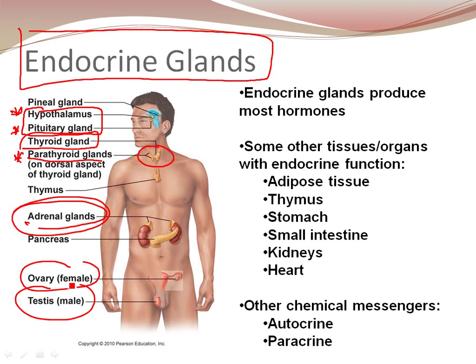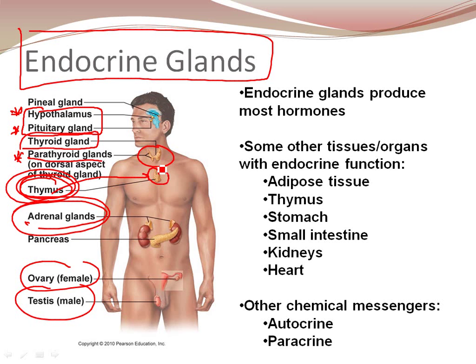Okay, so there are also organs, structures, and tissues within the body that don't only function as endocrine glands. They have multiple roles, but they do contain cells within the tissue or the organ that produce hormones. Those include your thymus.